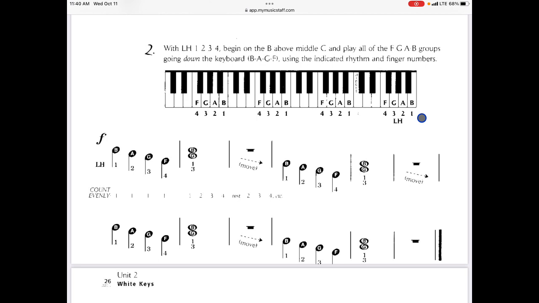Your pointer or your second finger will be on A. Your third finger, your middleman, is going to be on G, and your fourth finger, your ringman, is going to be on F. From this point, you will go 1, 2, 3, 4, and 1 and 3 come down together. You will then lift, and you will move to your next group, all the way down the piano.